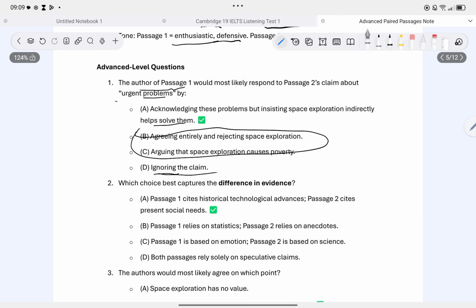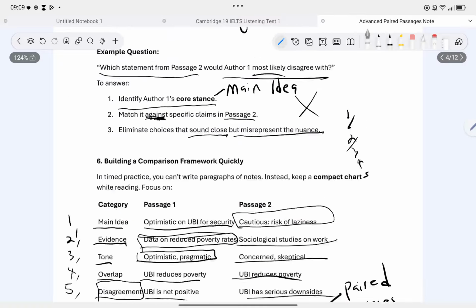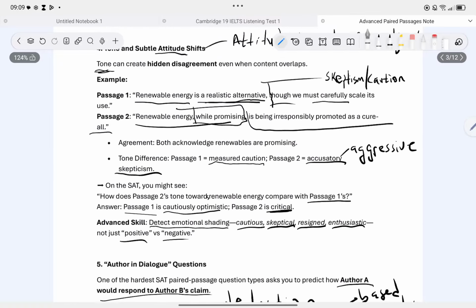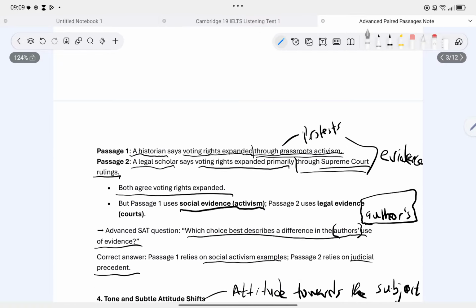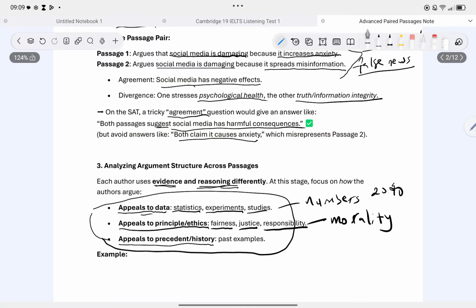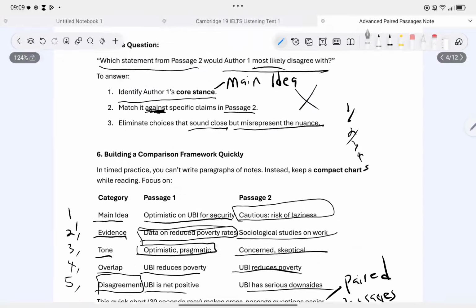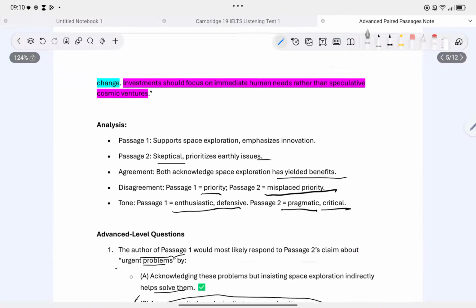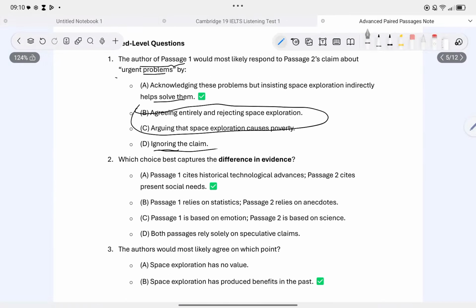Number two, which choice best captures the difference in evidence? Evidence. Remember, we treated evidence and we said, where is it? We said that there is one that appeals to data, there's one that appeals to principal ethics, and there's one that appeals to precedent history. We discussed evidence in the previous class as well, so use that knowledge here.